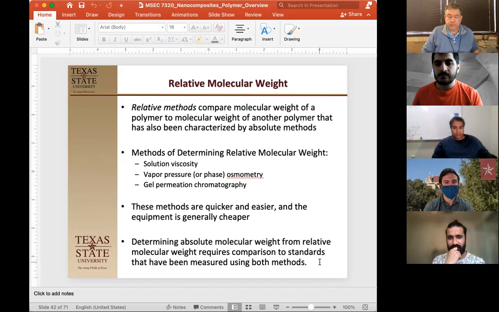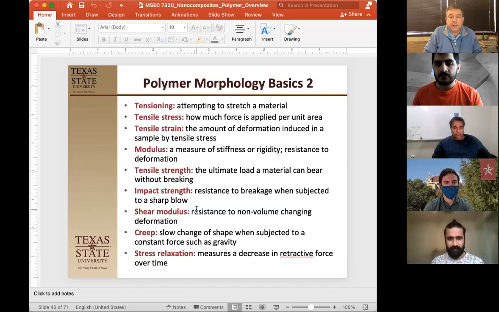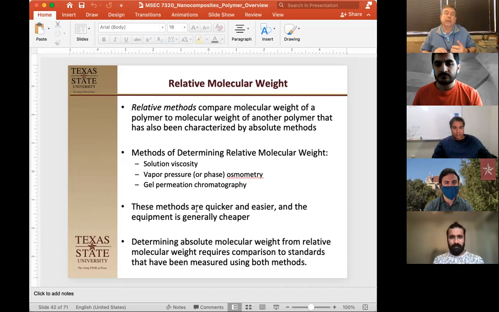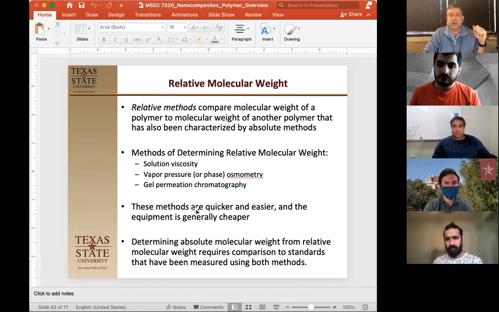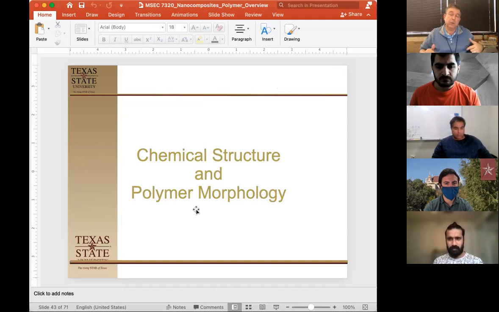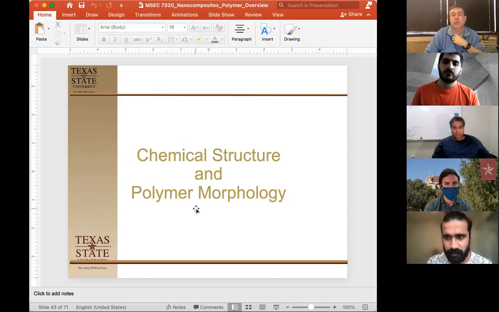Okay, so I said molecular weight's important because it's going to change our melt properties, our solution properties, and our overall toughness. But once we get over this molecular weight bridge, we can start looking at some of their other properties. And so now I'd like to switch gears a little bit and talk about chemical structure versus polymer morphology and how polymer morphology changes the polymer properties. This is going to go a little deeper into what we're talking about, specifically molecular weight changing properties, et cetera.